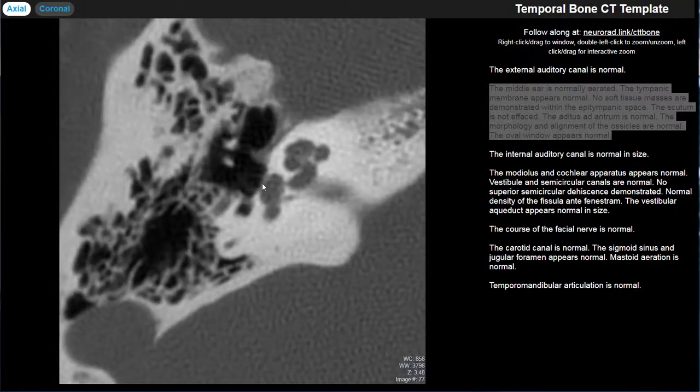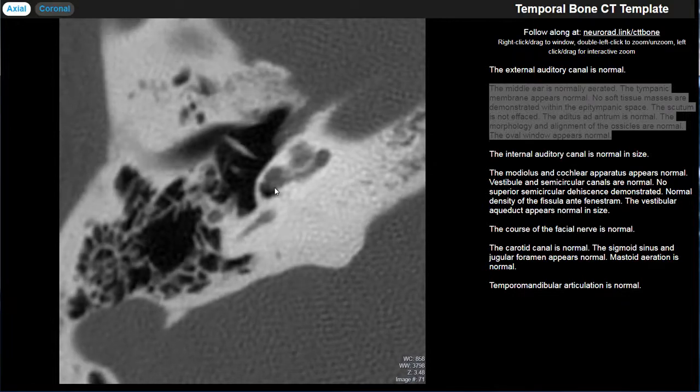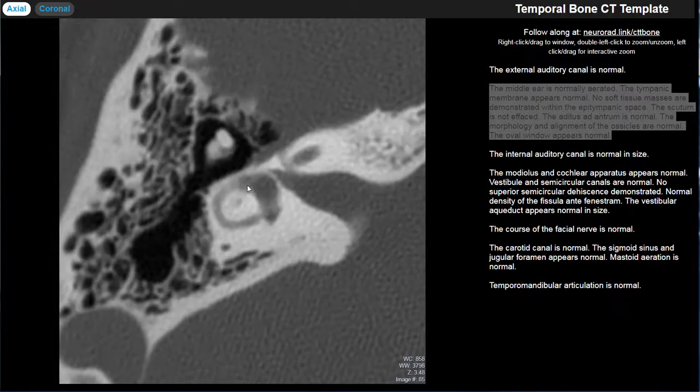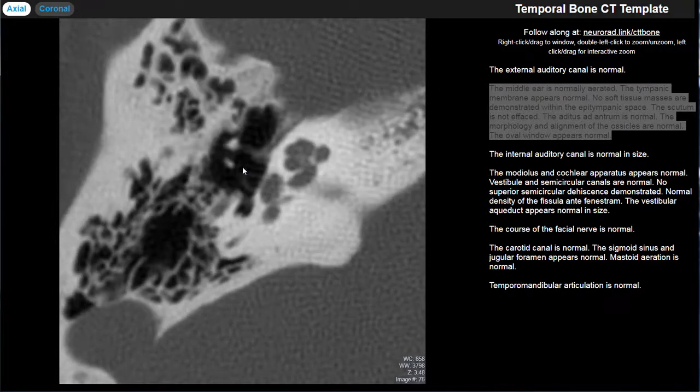So you have the oval window attaching to the stapes. More inferiorly, you have the round window going to the basal turn of the cochlea. So those are some of the major points with the ossicles. Another structure worth talking about within the middle ear are the two muscles.